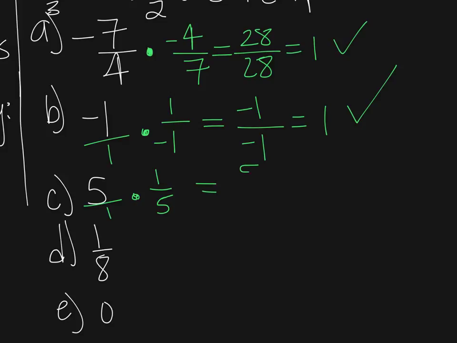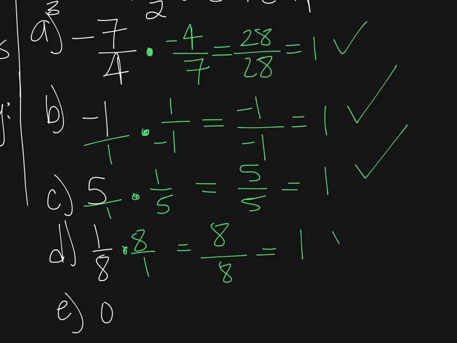5. Put a 1 under it, multiply it by its opposite. 1 times 5 is 5. 1 times 5 is 5. 5 goes into 5 one time. Those are reciprocals. 1 over 8. Just multiply it by 8 over 1. 1 times 8 is 8. 8 times 1 is 8. 8 goes into 8 one time. Those are reciprocals.